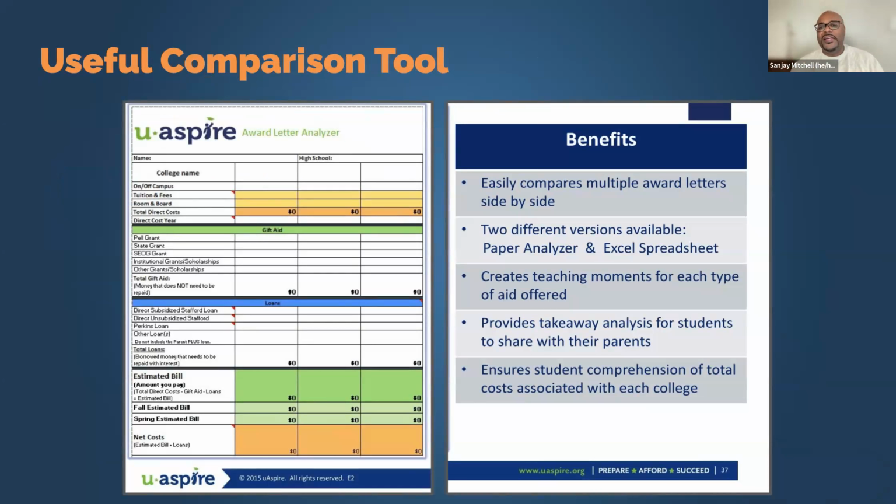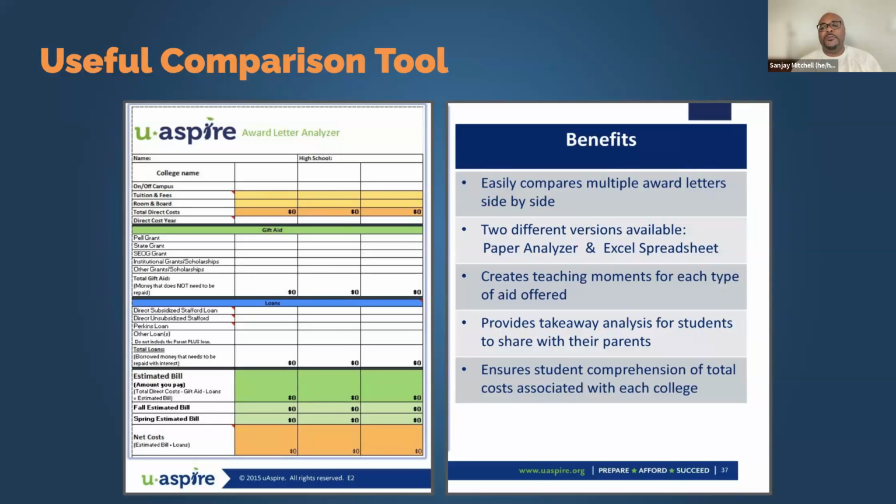So UAspire easily compares multiple award letters side by side. It offers two different versions, a paper version and an Excel spreadsheet. I prefer the Excel spreadsheet because as much as I love math, I really don't like Excel spreadsheet math. And so it's easy to populate. You put in the numbers, it spits it out for you, it tells you what you need to do and everything else in between. And it's super easy and manageable for students and families.